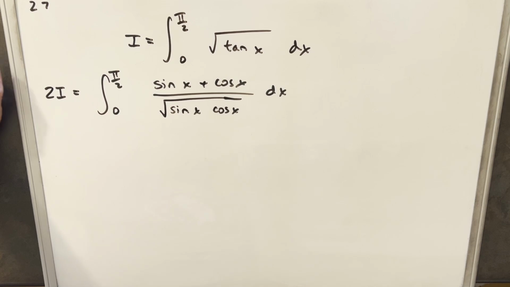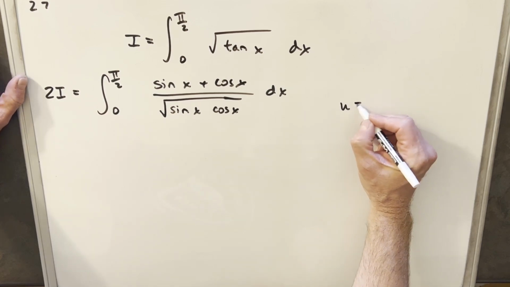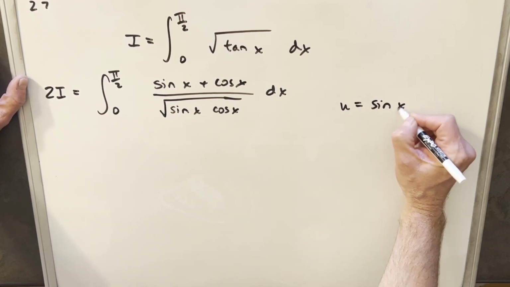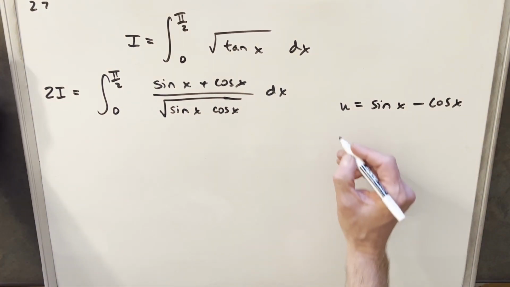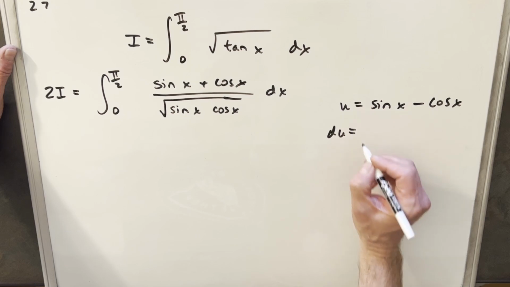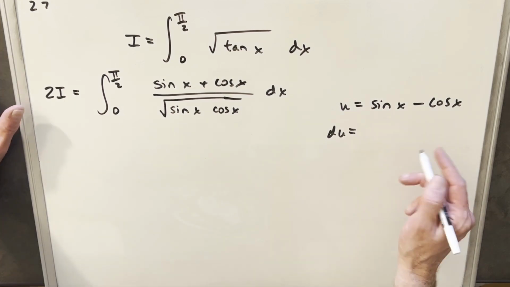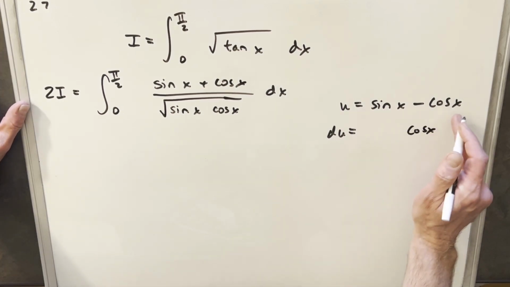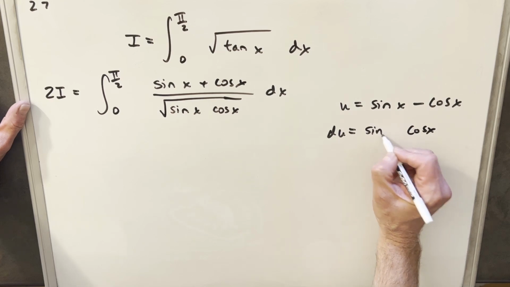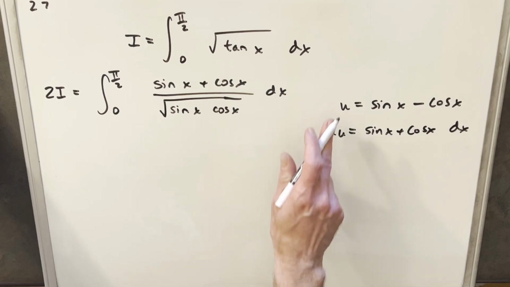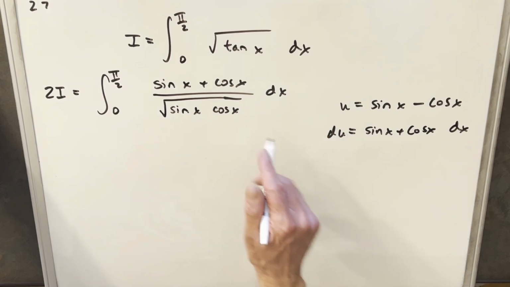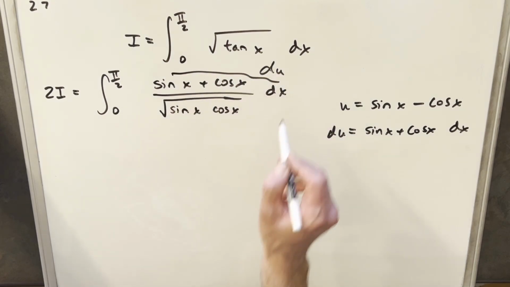What I want to happen here is I would like to do a u substitution of sine x minus cosine x. And the reason I say that is, let's just look at what happens. Look at what our du is going to be. The derivative of sine x is going to be cosine x. The derivative of minus cosine x is just sine x. So if we can do this substitution, then our numerator is just going to be du, and that's going to be nice.